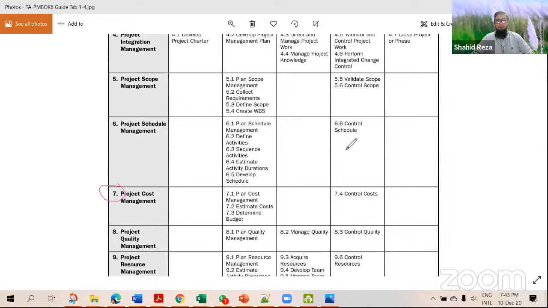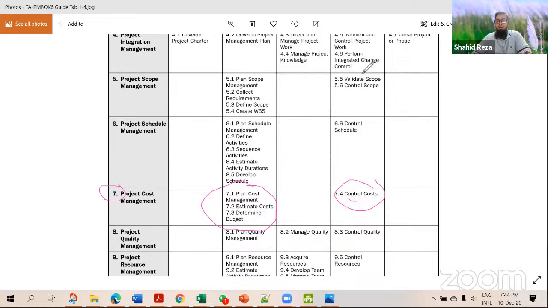In the last chapter, 6.6, that means there were 6 processes. In the cost chapter there are only 4 processes. 3 processes are under the planning process group, and only 1 process is under the monitoring and controlling process group, and that is known as Control Costs.